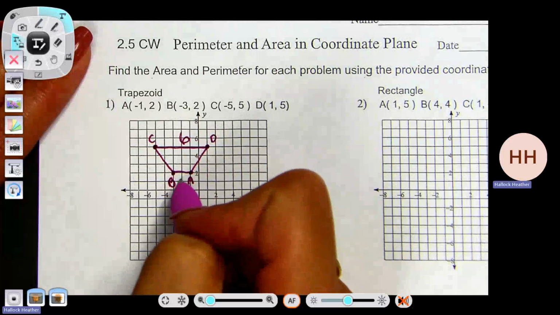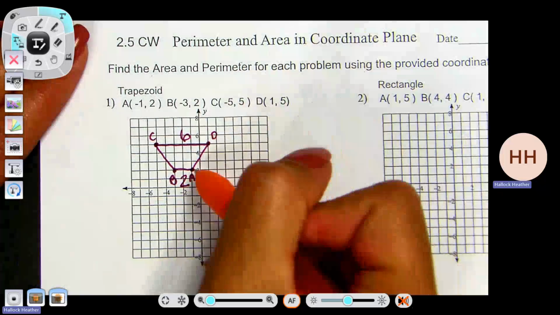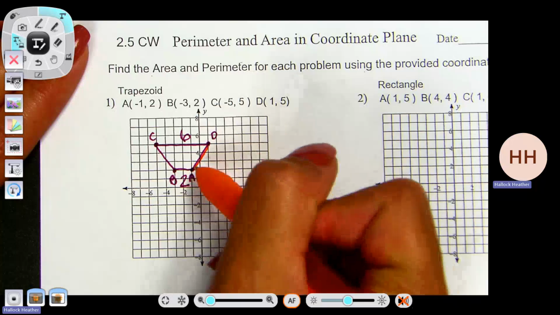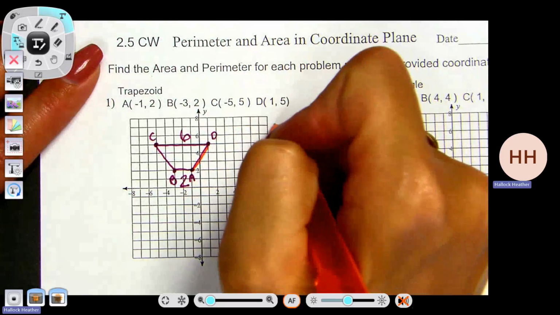2. Good. So now what we're going to do is, because these sides are crooked, they are not vertical, they are not straight, they're not like side to side. We need to use the distance formula. That's why I had the formula sheets out. You should have got a formula sheet. So we're going to use A.